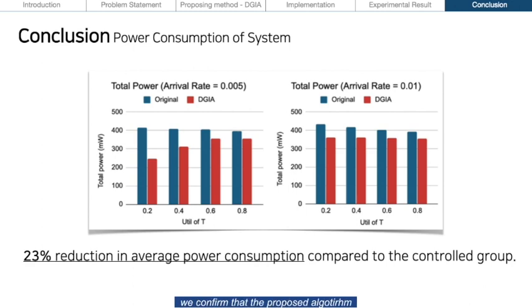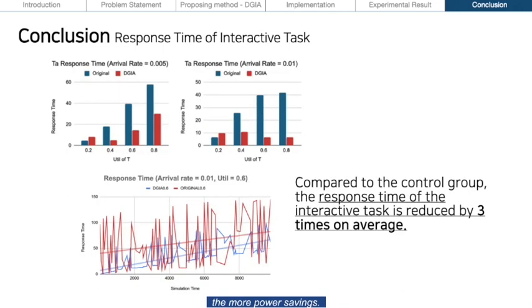To begin with, we confirmed that the proposed algorithm DGIA has an average power consumption 23% lower than that of the control group. And of course, you can see that the less the task load, the more power savings. On top of that, we confirmed that the response time of interactive tasks is reduced by 3 times on average. The graph below shows the change in response time over simulation time in a very high load environment.